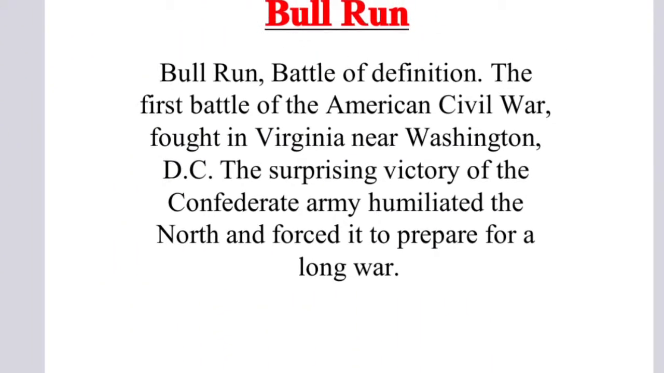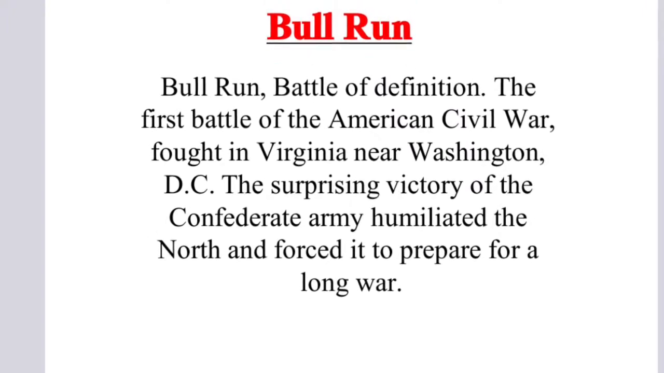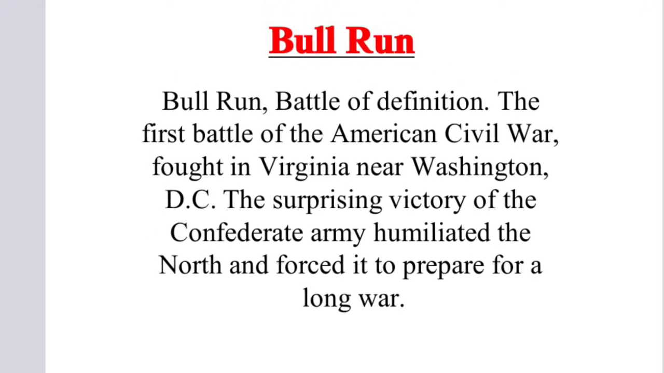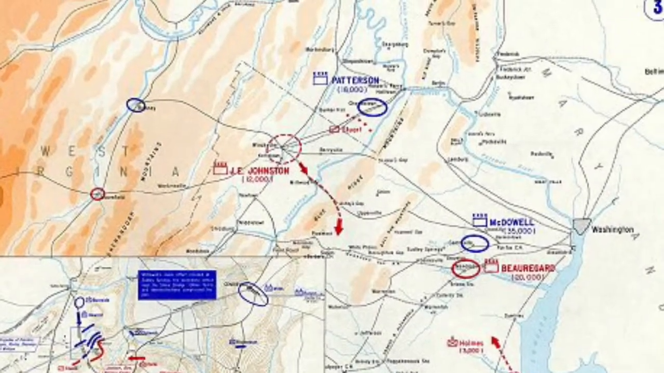Bull Run, Battle of, Definition. The first battle of the American Civil War, fought in Virginia near Washington, D.C., the surprising victory of the Confederate Army humiliated the North and forced it to prepare for a long war.